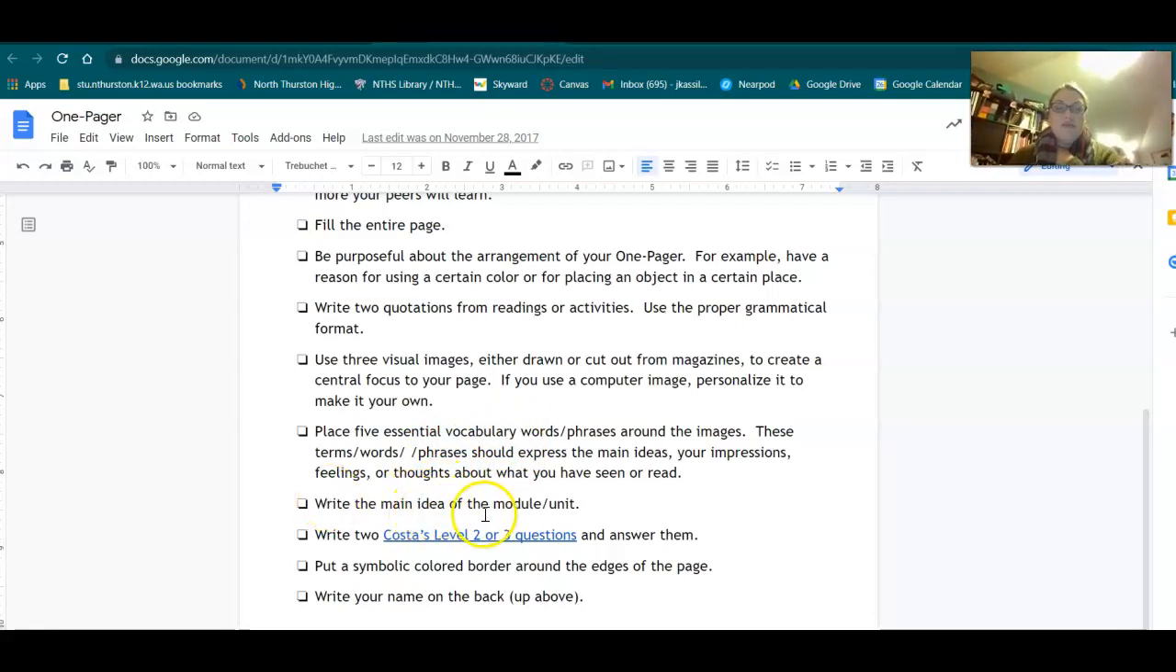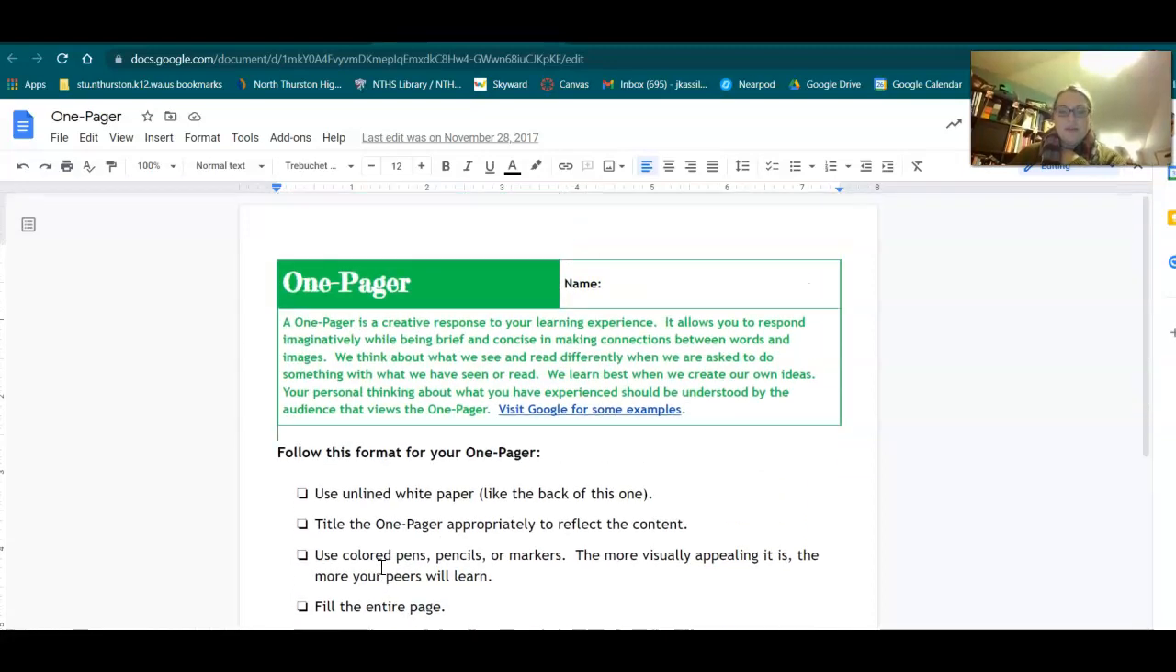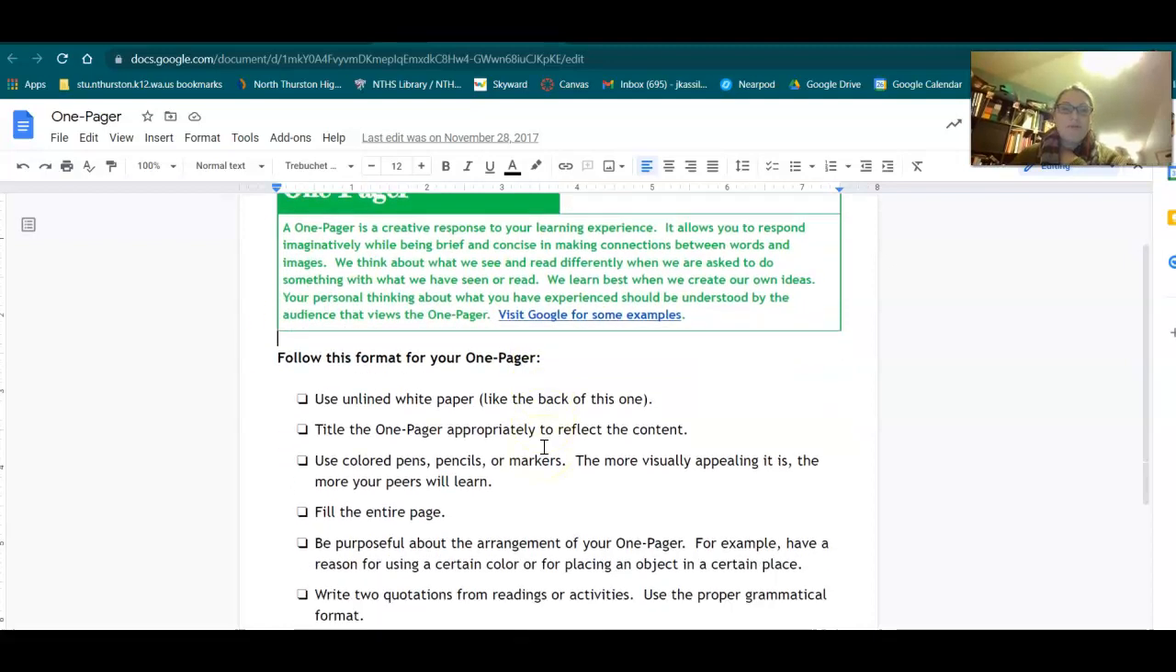Sum up the main idea for this whole unit. What are we learning about? Write two Costas level two or three questions and answer them. Obviously, this link will work on Canvas. It won't work on your piece of paper. Put a symbolic colored border around the edges of the page. And write your name on the back, which now has become the back of your paper.